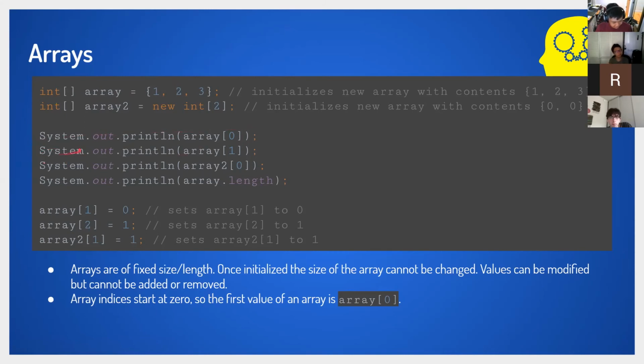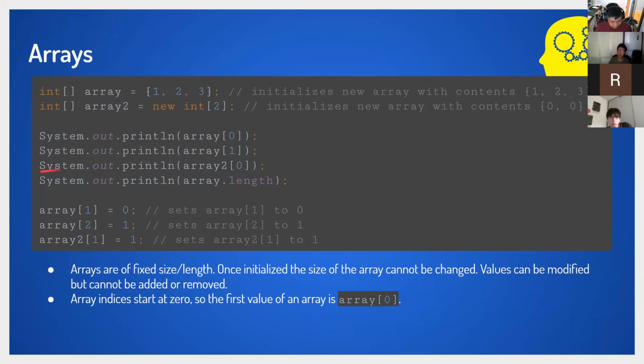So what do you guys think this line is going to print out? Where we say print line array 1.